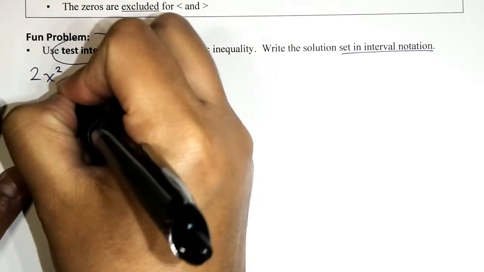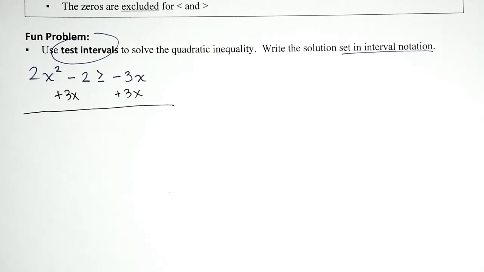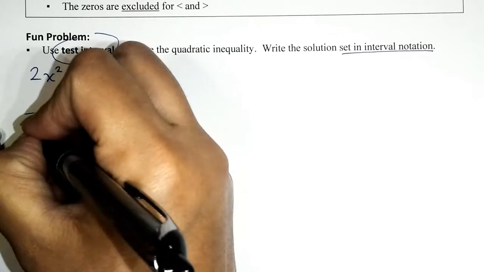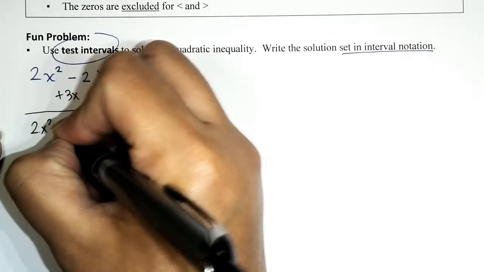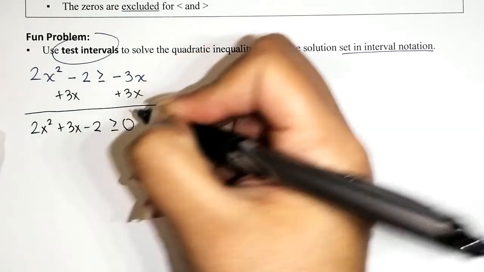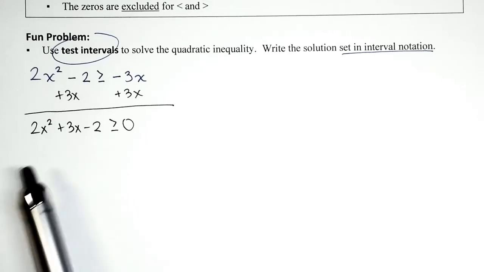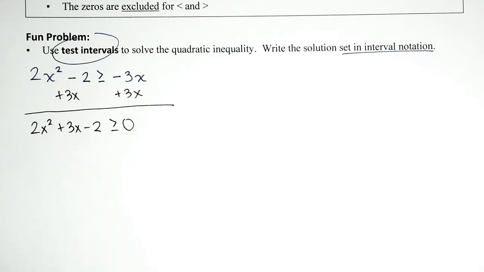Long story short, fix it so there's a 0 on one side and everything else on the other. When we add 3x to both sides, that will give us 2x squared plus 3x minus 2 is greater than or equal to 0. I want to know what makes it a 0. Let's factor if possible, and then we'll swap in the equal sign at the end. The prerequisite step when it comes to factoring is to watch out for common factors, but unfortunately, these terms don't have any factors in common other than 1.